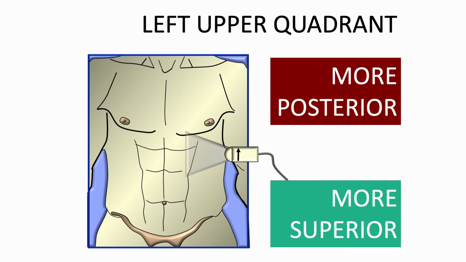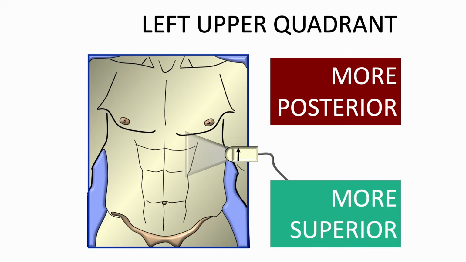The left upper quadrant exam is more difficult than the right upper quadrant because the acoustic window is the spleen, which is very small compared to the liver. In addition, the left kidney sits more posterior and superior relative to the right kidney. Therefore, the examiner must place the probe more posterior than in the right upper quadrant. Generally, it is in the posterior axillary line.